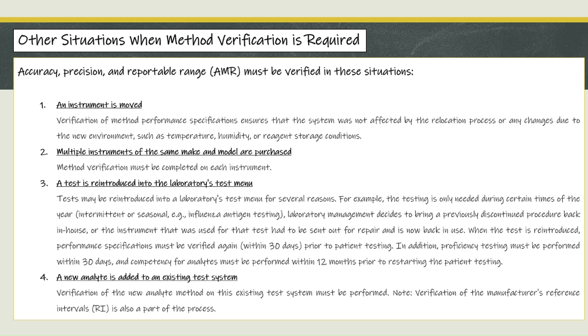When the test is reintroduced, performance specifications must be verified again, within 30 days, prior to patient testing. In addition, proficiency testing must be performed within 30 days, and competency for analytes must be performed within 12 months prior to restarting the patient testing. 4. A new analyte is added to an existing test system. Verification of the new analyte method on this existing test system must be performed. Note, verification of the manufacturer's reference intervals, RI, is also a part of the process.